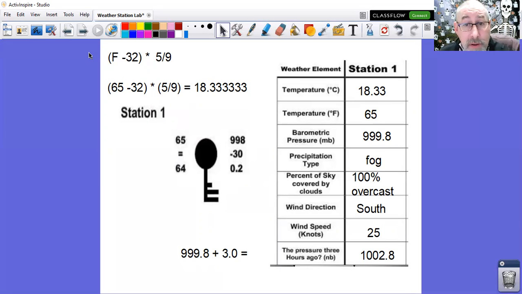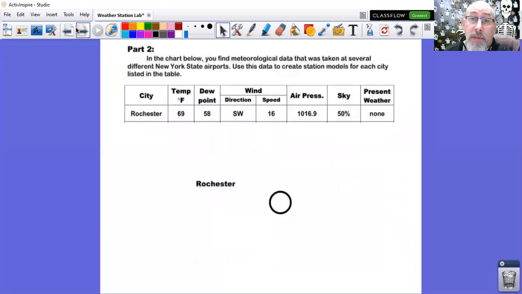Now, the next thing you're going to do after that is you're going to draw the symbols. So here we have on the second part, this is the first one on your second part. So we're looking at Rochester, New York. In the chart below, you find the meteorological data that was taken at several different New York state airports. Use the data to create station models for each city listed below. So, okay, here we have Rochester, New York.